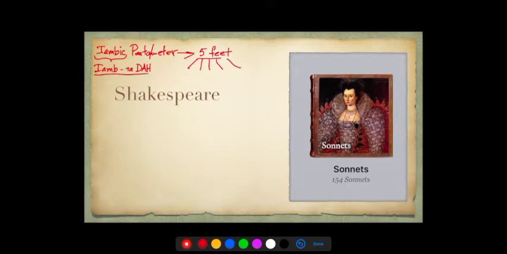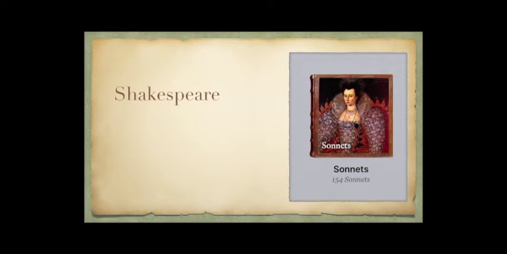So make notes on your Google slide where I laid it out for you. Get that down as we then move to the first poem in our sonnet study.